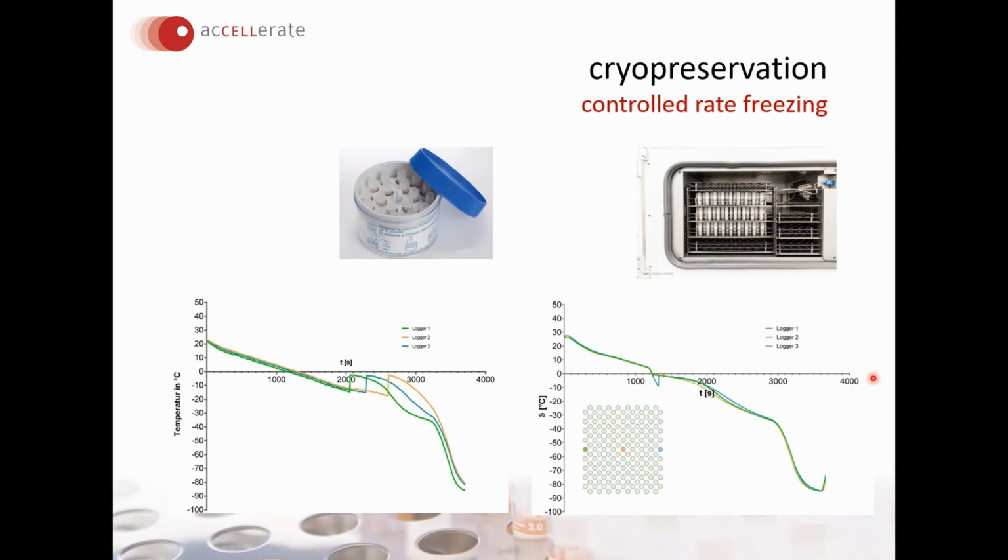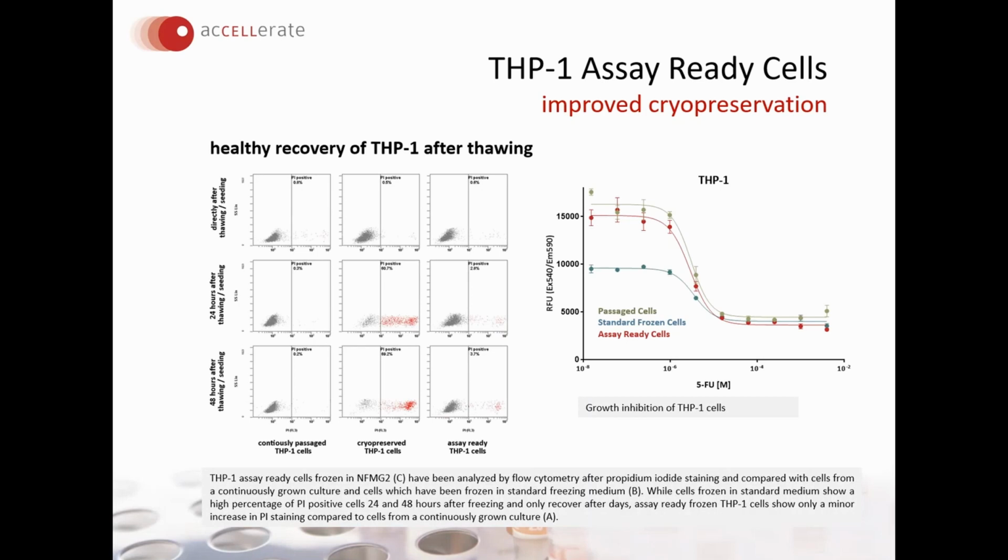Of course, you can prepare standard frozen stocks in an isopropanol container as well, but those cells will usually not have this high immediate functionality which you can obtain in a controlled rate freezer. I have one example here for you, which is THP1 cells. THP1 cells, most of you might know them. It's a human monocytic cell line which grows fairly well in suspension.